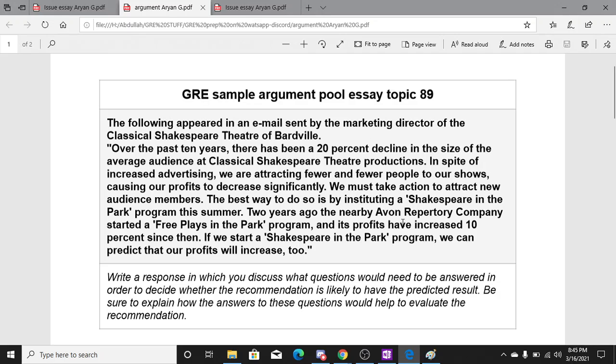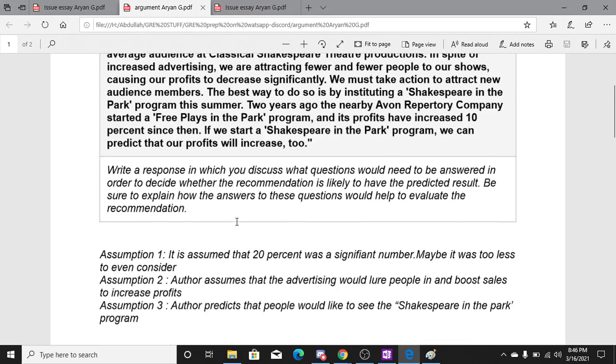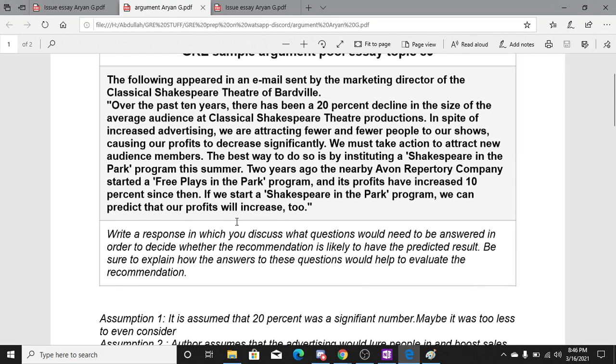And again, what was it? A 10% increase? The 10% increase might be significant when you have, let's say, 1,000 as a reference value. However, it is almost nothing if your ground reference is 10. Crappy argument. Then what did he say? If we start a Shakespeare in the Park program, we can predict that our profits will increase. I mean, bullshit, man. Seriously, bullshit. Crappy arguments.